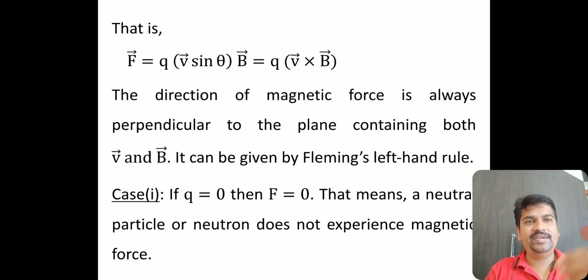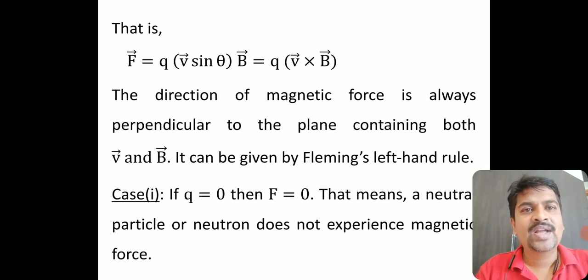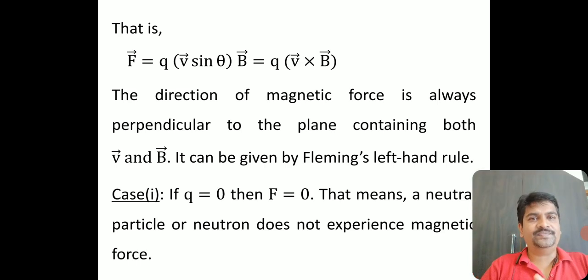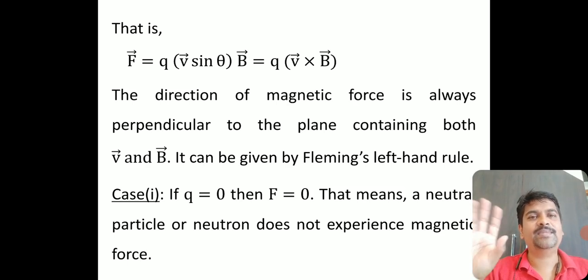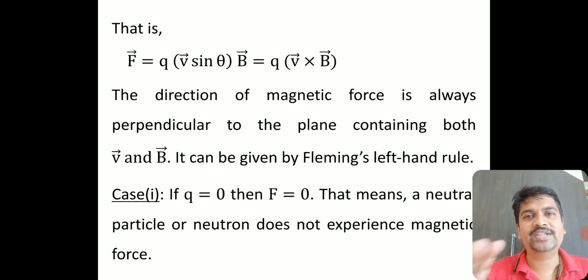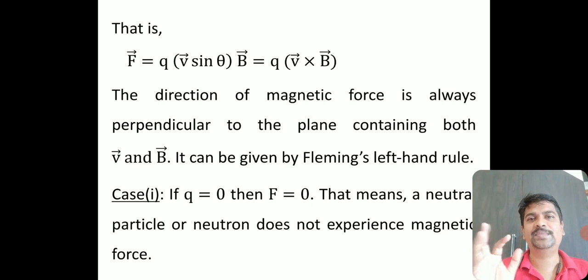Right, now we will discuss the cases in this. If Q equals 0, what will be the force? If the charge is 0, if there is no charge at all, if it is a neutral particle, it does not experience any magnetic force. Any neutral particle will not at all experience any magnetic force. So to experience magnetic force, you need to have a charged particle moving.